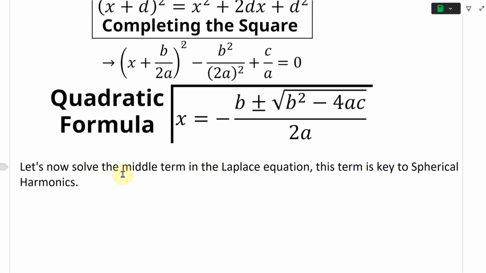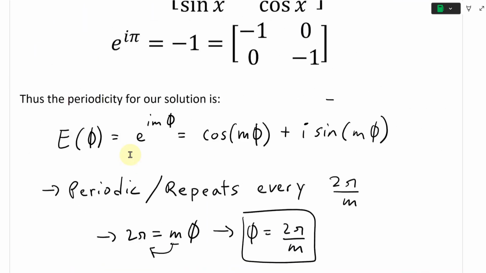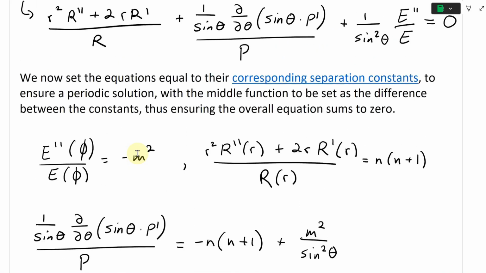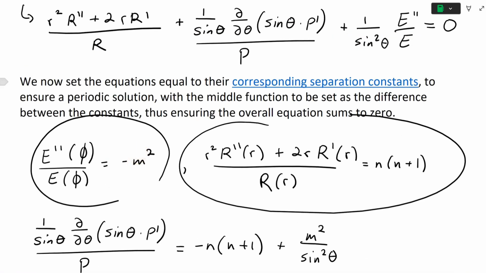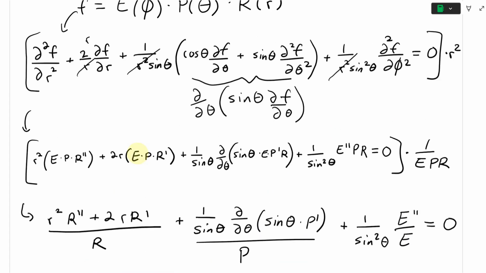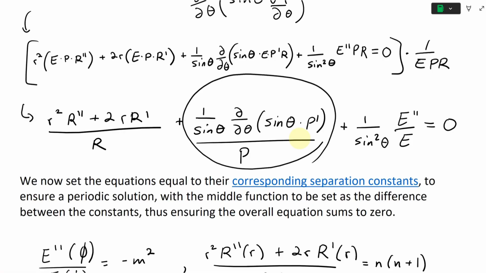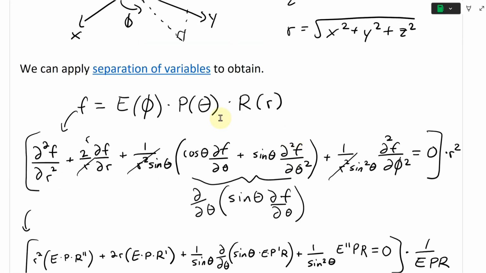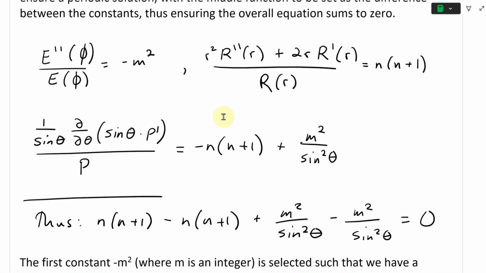Anyways, now let's solve the middle term in the Laplace equation, and this term is key to spherical harmonics. All right, and let's scroll back up to that middle equation setup here. So we solved these two here. We've solved this one, we got this one here, and now the last one in this giant Laplace equation, when we separate the variables, is this one right here, the one with the P or the sine or the thetas. This is the one we want to find, and this is the one that's key because that's the one with the associated Legendre function.